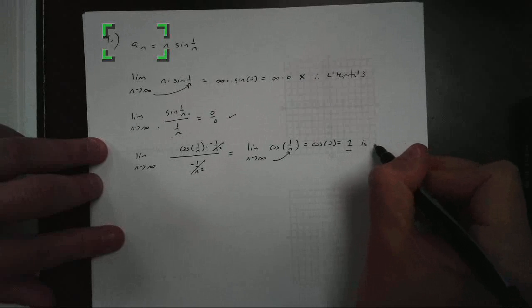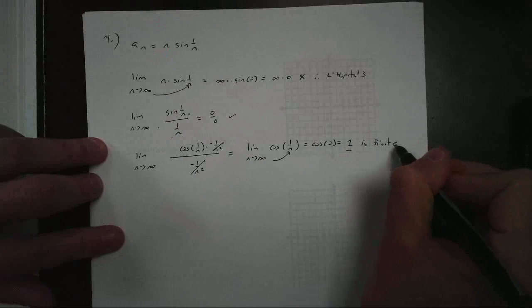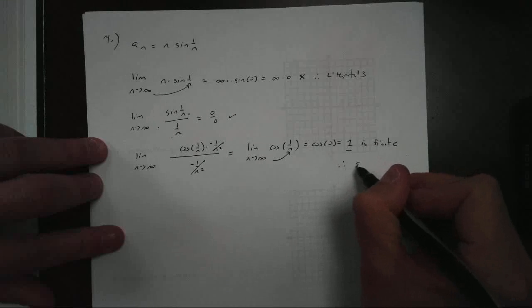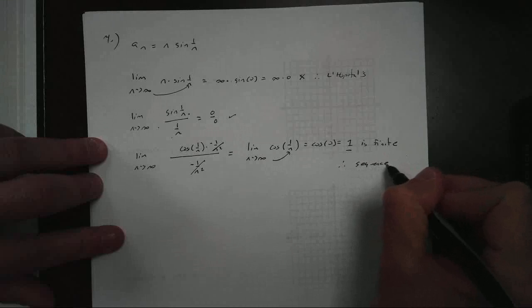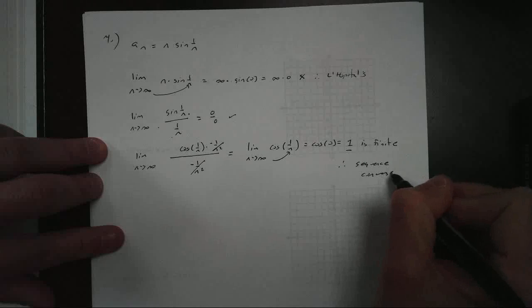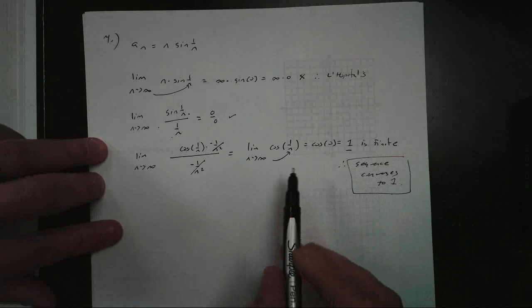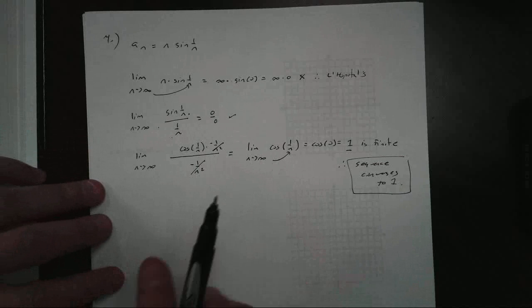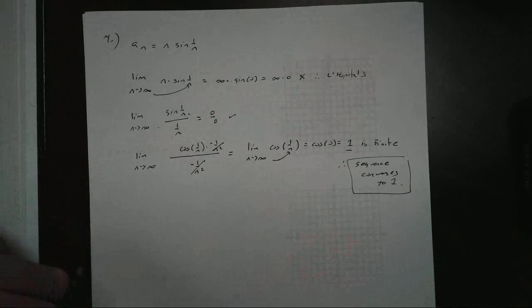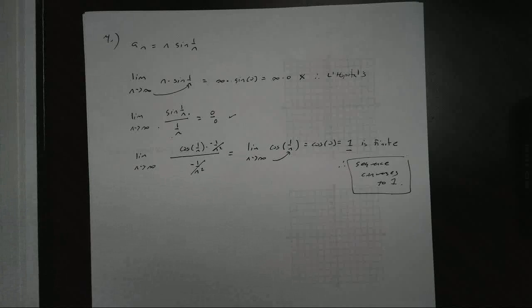Now, 1 is finite. So what does that tell us? Therefore, this sequence converges to 1. So what we're really going to do is just take the limit as n goes to infinity.